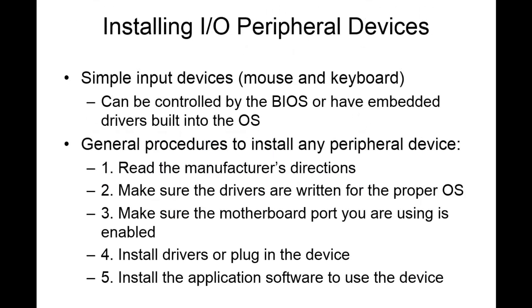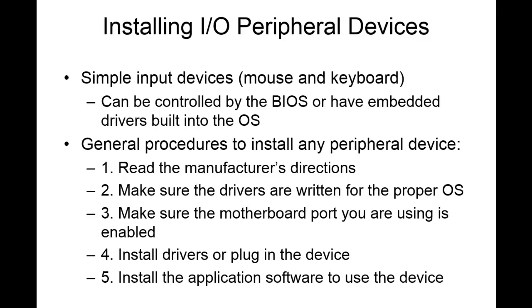A big part of the rest of the chapter is over installing input-output peripheral devices. Just follow these general procedures when installing any type of peripheral device. Always read your manufacturer's directions prior to doing the install. Make sure the drivers are written for your proper OS. Make sure you have the right drivers, whether you need 32-bit or 64-bit. Make sure that the motherboard port you're using is enabled, or else you will not see your device. You may need to go into BIOS and enable that.